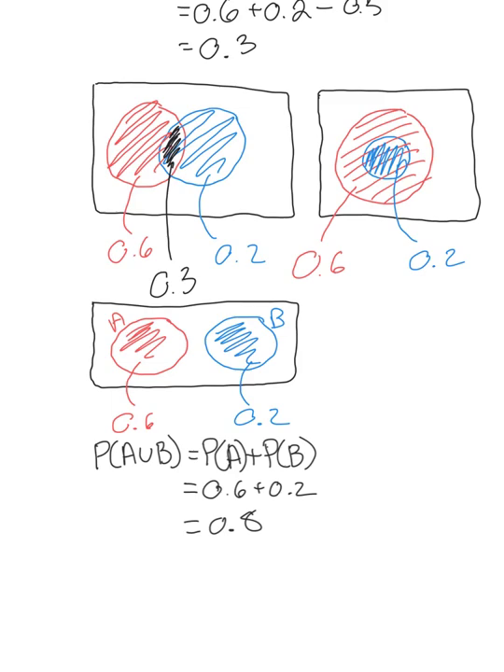Now, if you look at this situation over here, in that situation, B is entirely held within A. So in that situation, the probability of A union B is simply the probability of A, which is 0.6. And this is because the probability of the union of two events has to be at least as large as the largest individual probability.